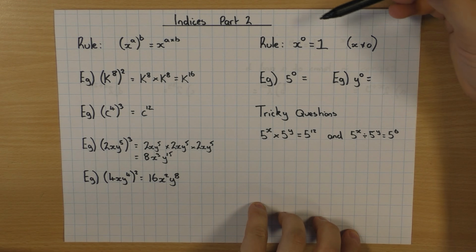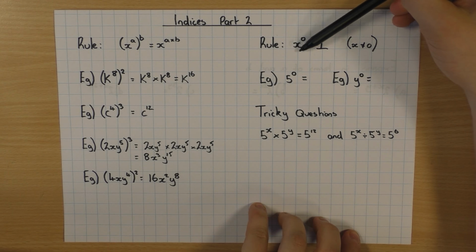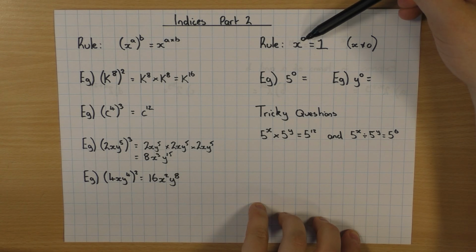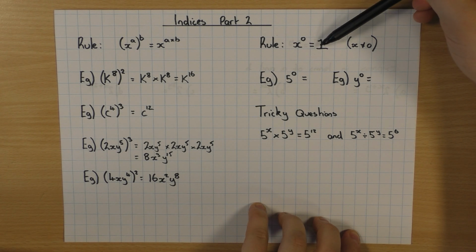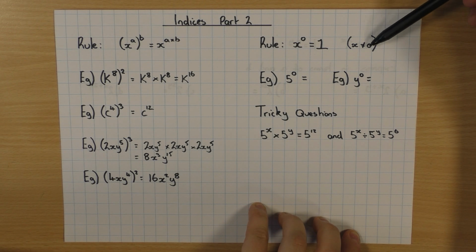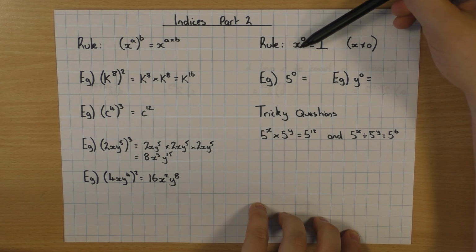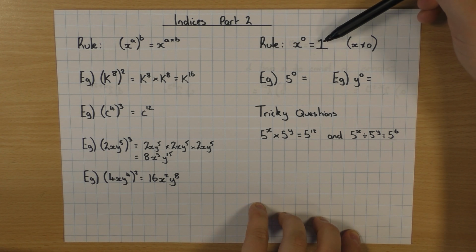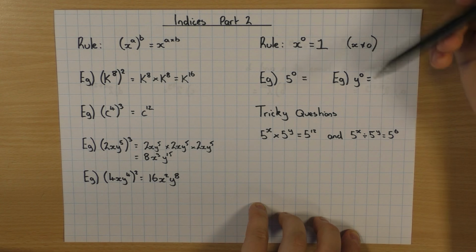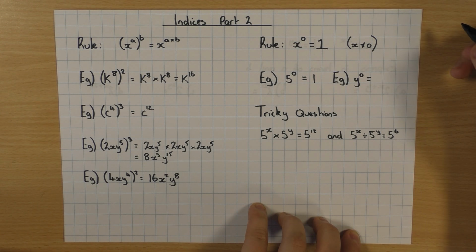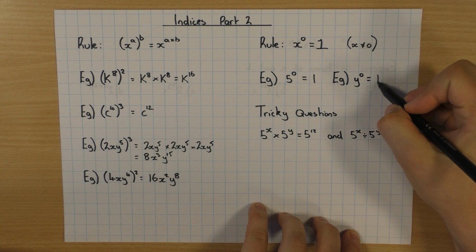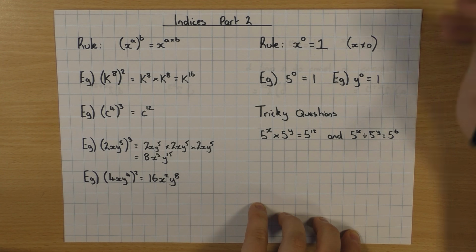The next rule to have a look at is this one here. Anything to the power of 0 always equals 1, except if it is 0. So if it's 0 to the power of 0, then it doesn't quite work. But anything else to the power of 0 equals 1. So very quickly, 5 to the power of 0, yep, you guessed it, is 1. y to the power of 0, yep, you guessed it again, it's 1. Okay, so they're the 2 extra rules that I want to introduce into this video.